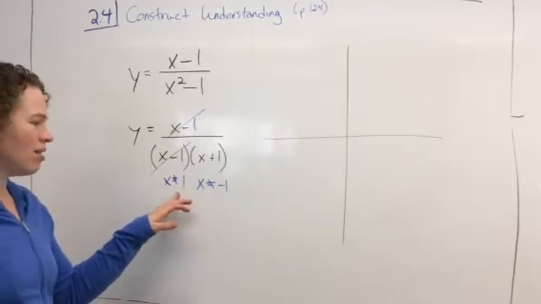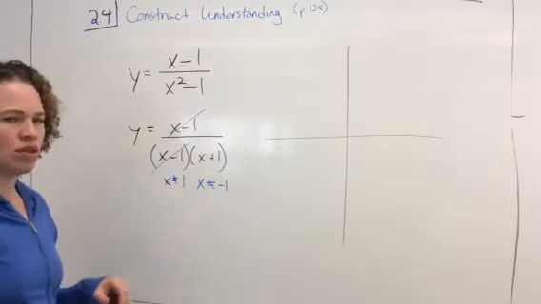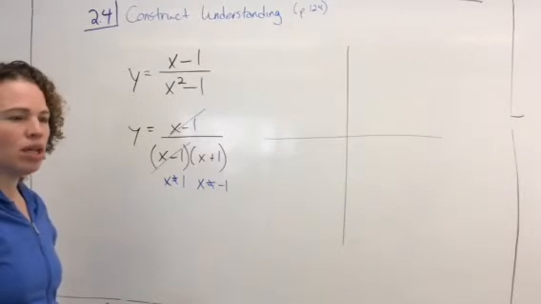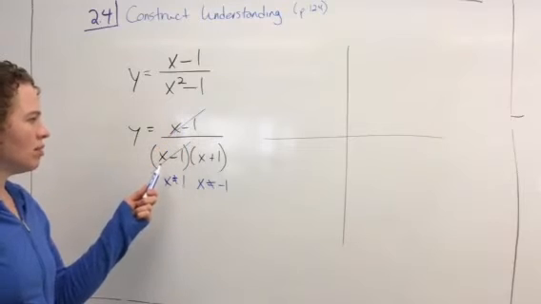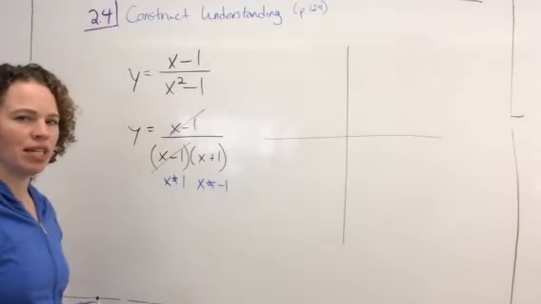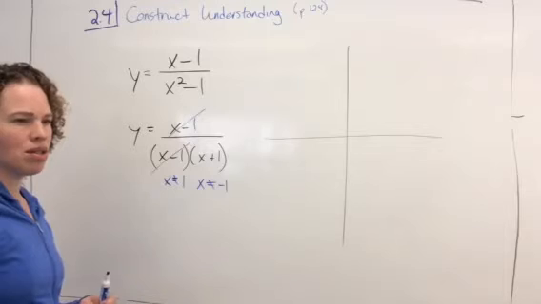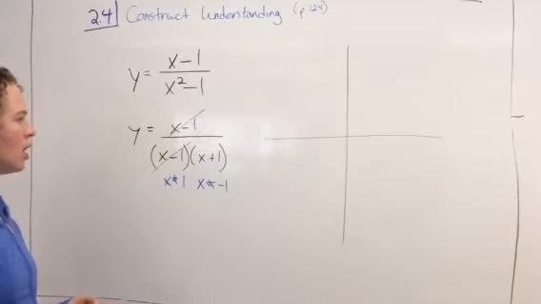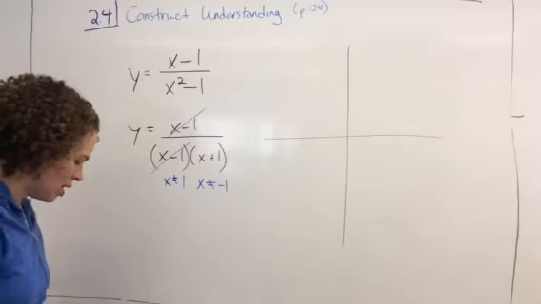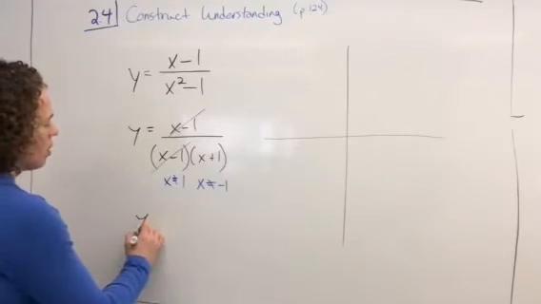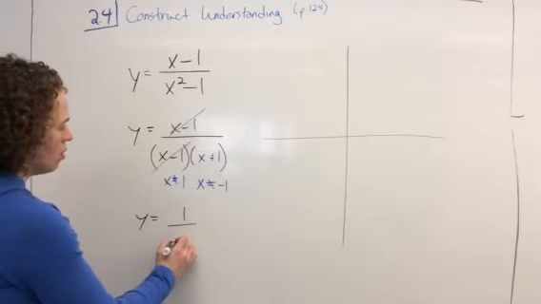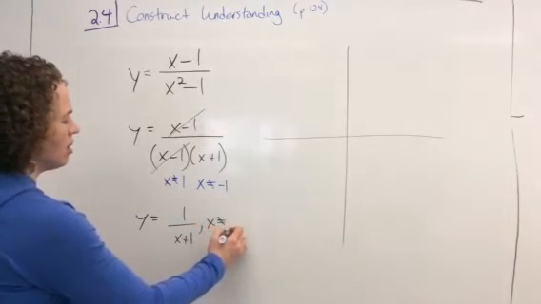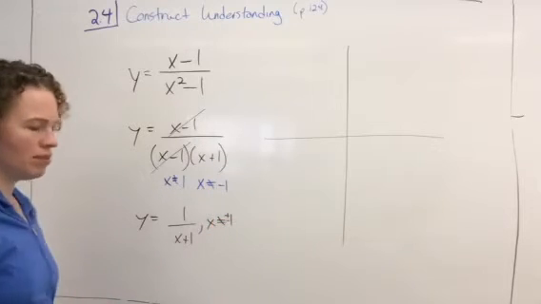I still can't have x equal to 1 because the original equation would have made it 0. I'm canceling these out to simplify, but they're still kind of there in the shadows. They're still in the original equation, so we have to honor that. What we're going to get is a new equation where y equals 1 over x plus 1, but x cannot equal positive or negative 1.